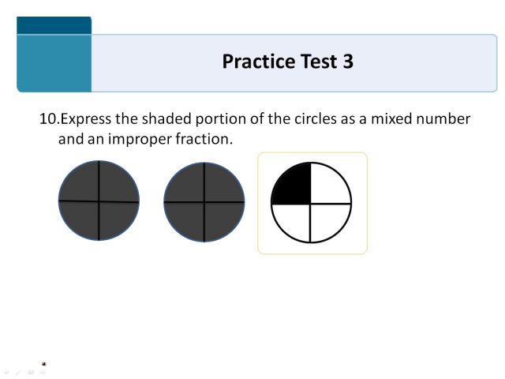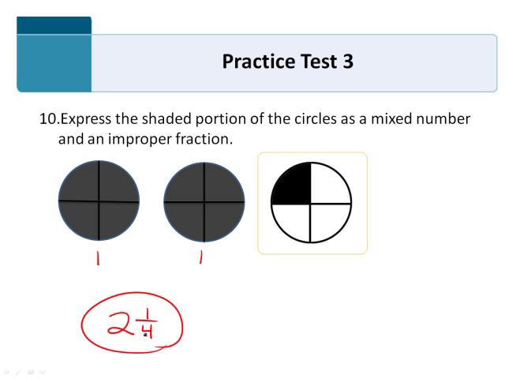All right, number 10, express the shaded portion of the circles as a mixed number and as an improper fraction. Okay, so the first 2 circles are completely filled, so that's 1 and 1, which would be 2. And look at the last circle, only 1 of the 4 is shaded, so that would be 1/4. So your mixed number is 2 and 1/4.